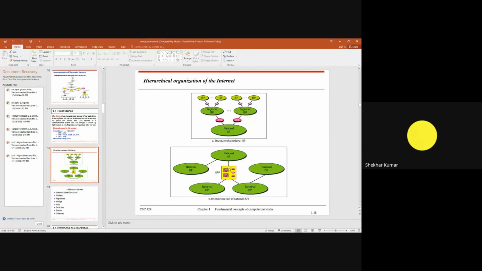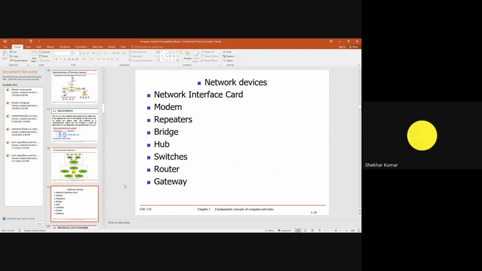Then we will discuss different types of network devices which we use in our day-to-day life. These are our network devices. What are network devices? A network device is a piece of hardware or software that is used to communicate between a computer and an internet network.